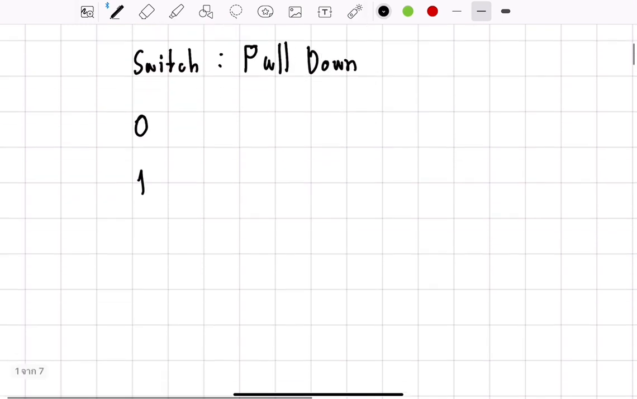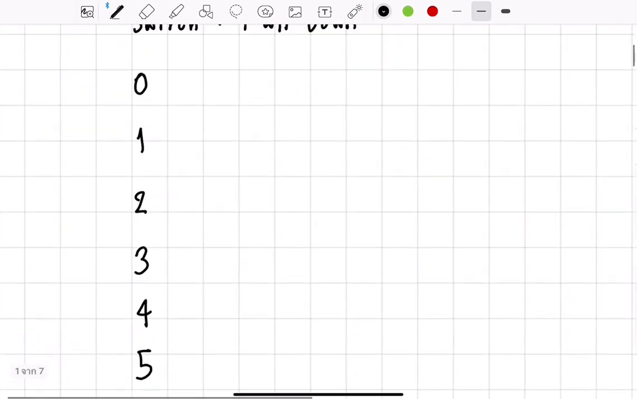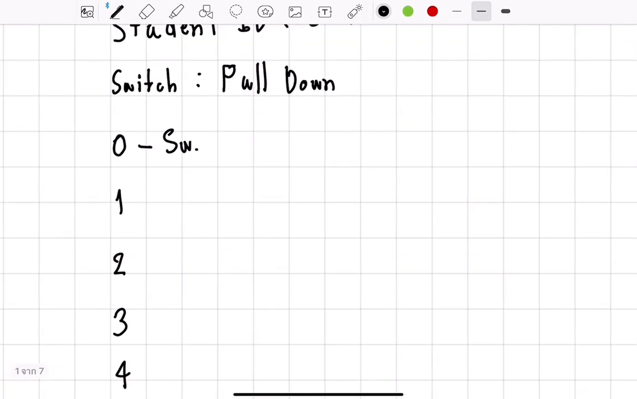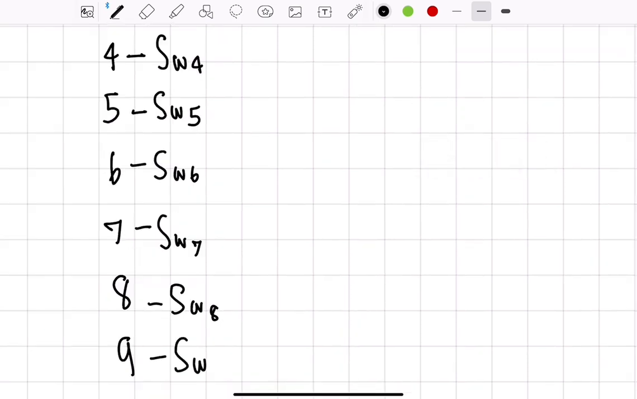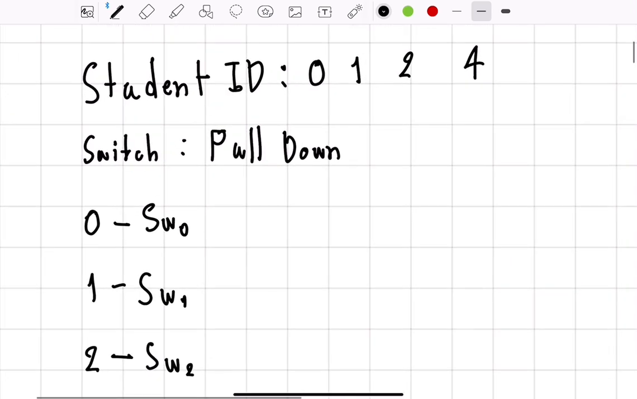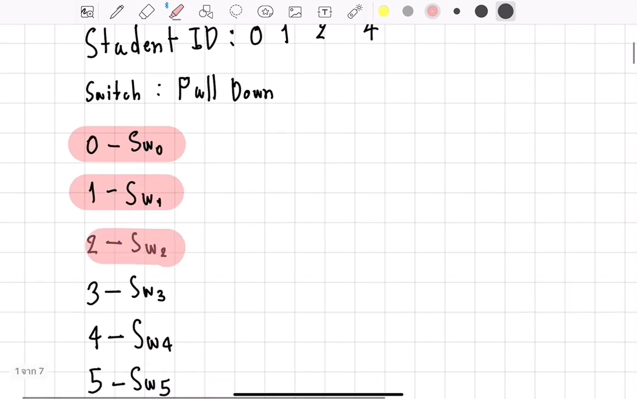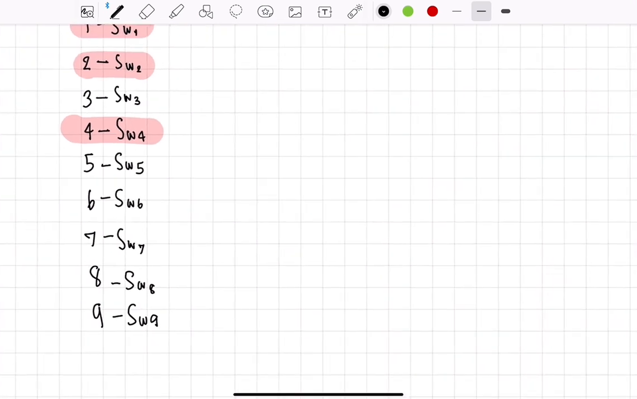6, 0, 2, 4, 3, 4, and 0 is switch 0, and switch 1, and switch 2, switch 4, switch 8, and the last switch 9. My student ID is the password for hello: 0, 1, 2, 4. And I don't care about 3, 5, 6, 7, 8, 9. And it's okay.